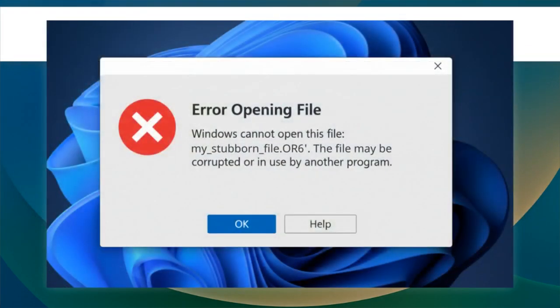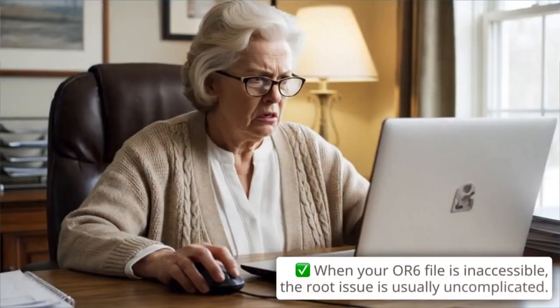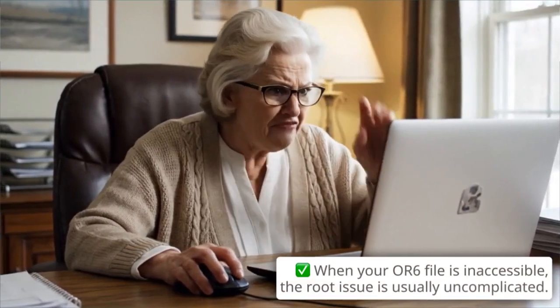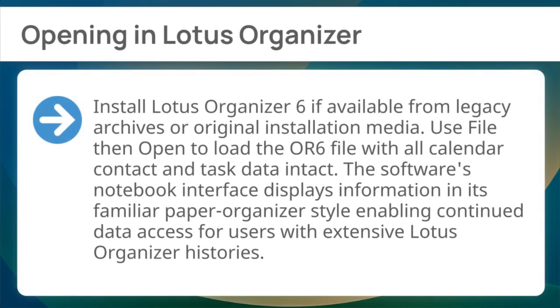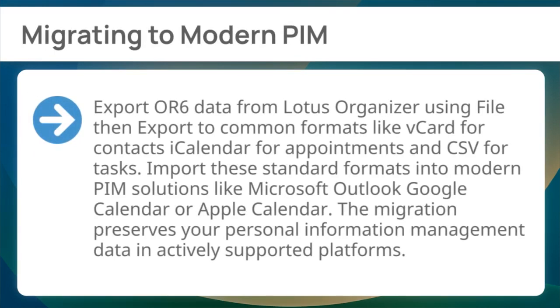If the OR6 file won't budge, stay calm. You're dealing with a stubborn file. Let's test the following common failure points to see where the problem is originating. First, opening in Lotus Organizer. Install Lotus Organizer 6 if available from legacy archives or original installation media. Use File then Open to load the OR6 file with all calendar, contact, and task data intact. The software's notebook interface displays information in its familiar paper organizer style, enabling continued data access for users with extensive Lotus Organizer histories.